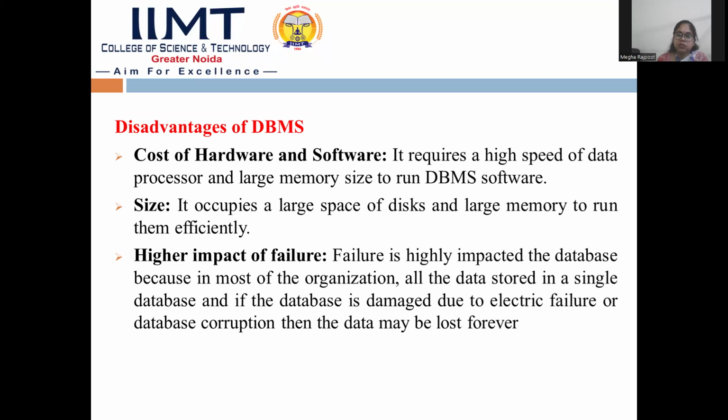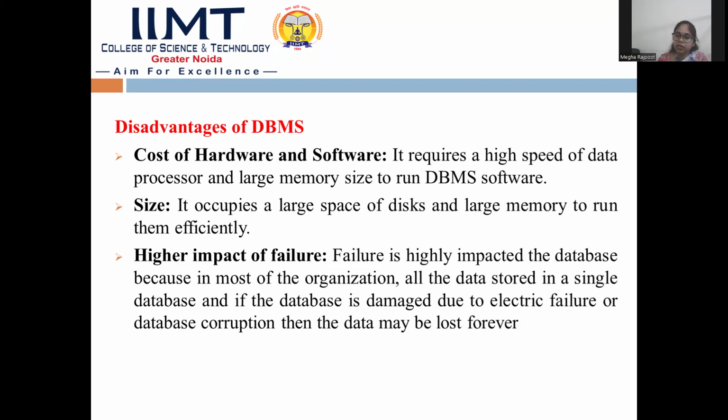Now we will discuss the disadvantages of DBMS. The first one is the cost of hardware and software. It requires a high-speed data processor and large memory size to run DBMS software. Next one is the size. The next disadvantage of DBMS is that it occupies a large space of disk and large memory to run efficiently.